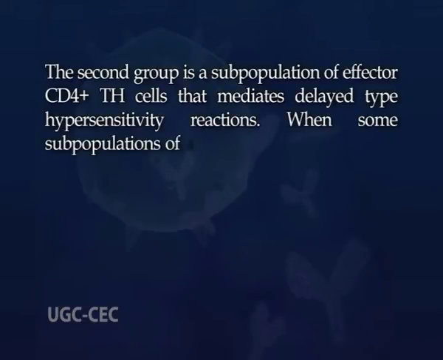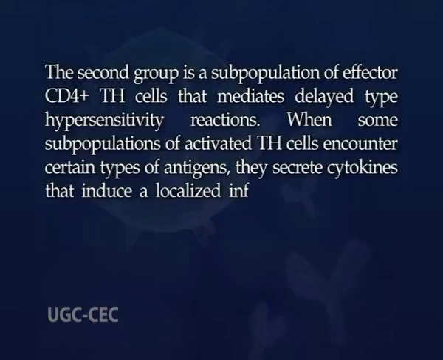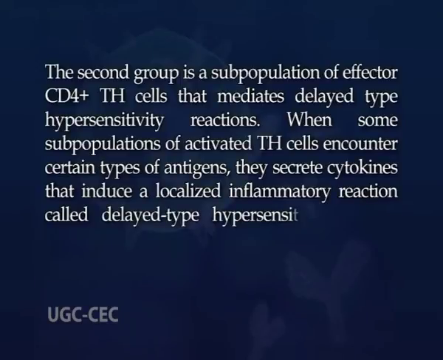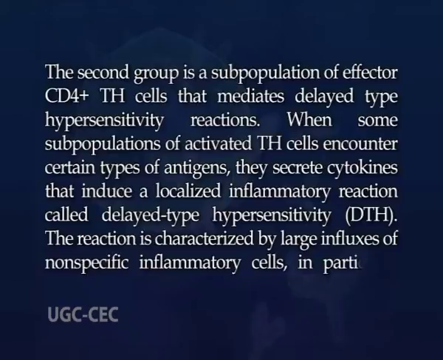When some populations of activated T helper cells encounter a certain type of antigen, they secrete cytokines that induce a localized inflammatory reaction called delayed type hypersensitivity or DTH. The reaction is characterized by a large influx of non-specific inflammatory cells, in particular macrophages.